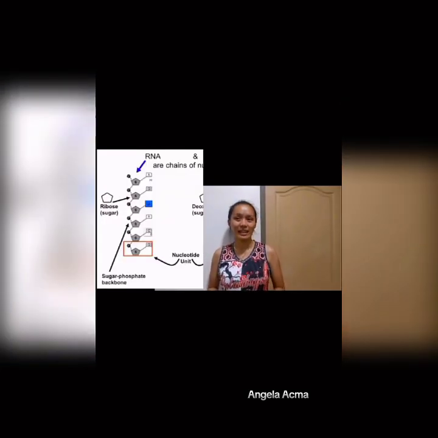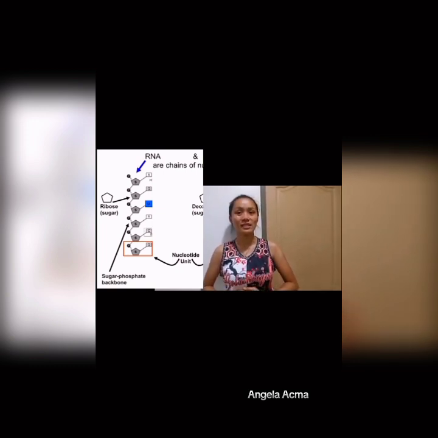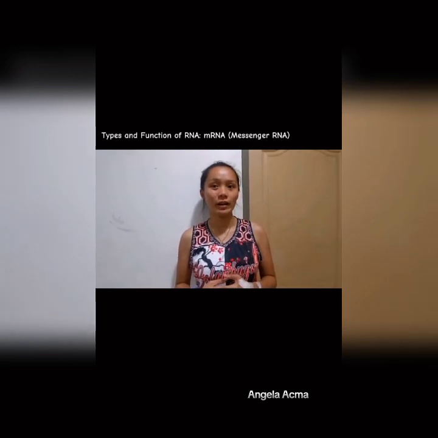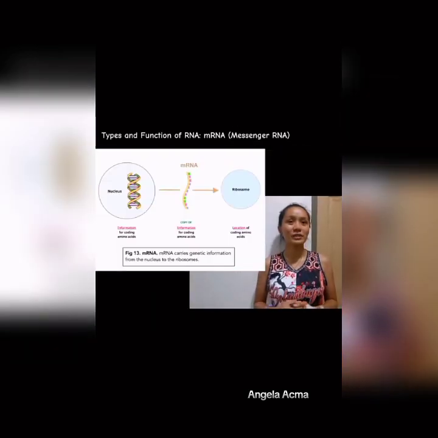Nucleotides. Each nucleotide in RNA consists of a ribose sugar, a phosphate group, and one of four nitrogenous bases: adenine or A, uracil or U, cytosine or C, and guanine or G. Uracil replaces thymine in RNA. The types and functions of RNA are the mRNA, or messenger RNA. It carries the genetic information from DNA to the ribosomes, where it serves as a template for protein synthesis.